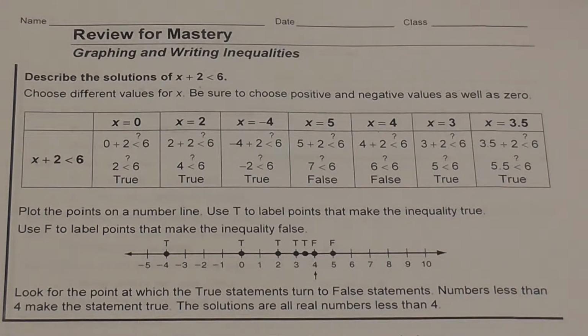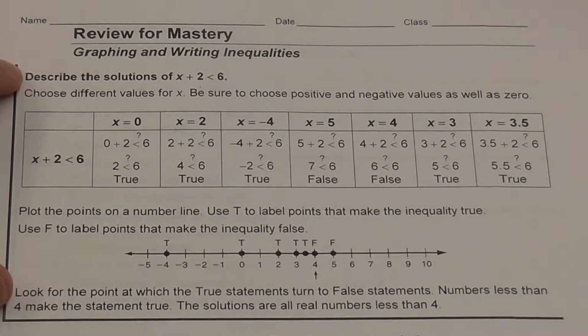All right, so this is about graphing and writing inequalities. This is not graphing on a coordinate grid, this is just graphing on a number line. So the first thing it asks us to do is describe solutions of x plus 2 is less than 6.